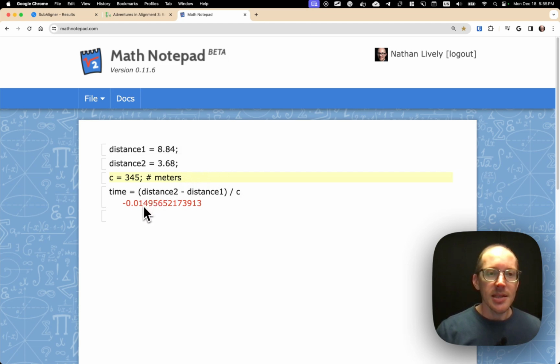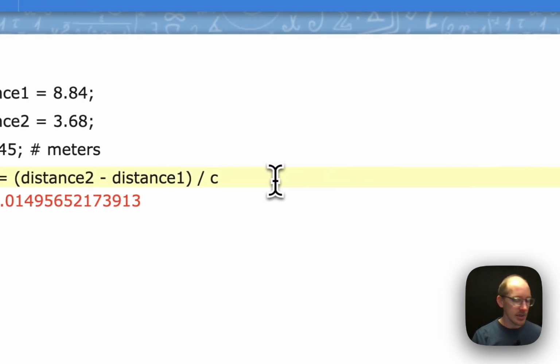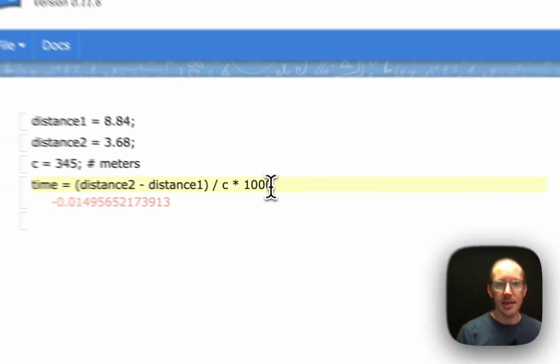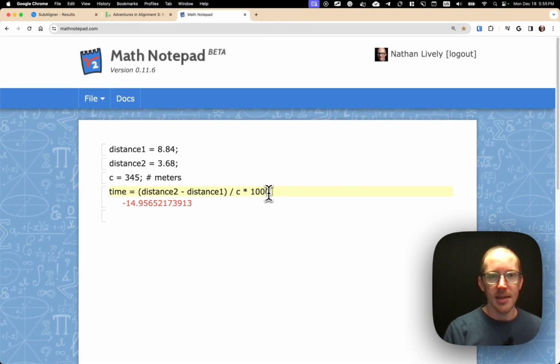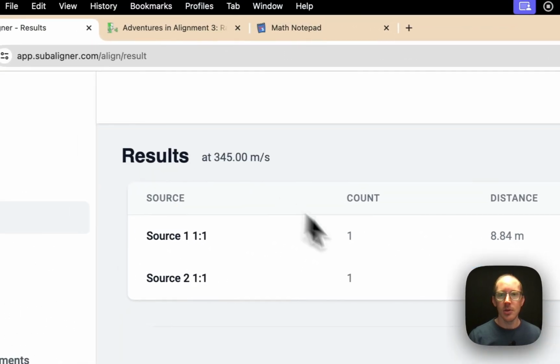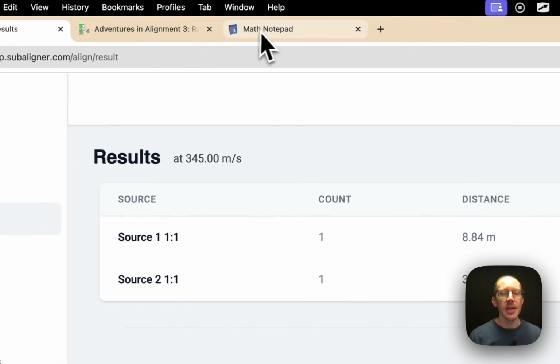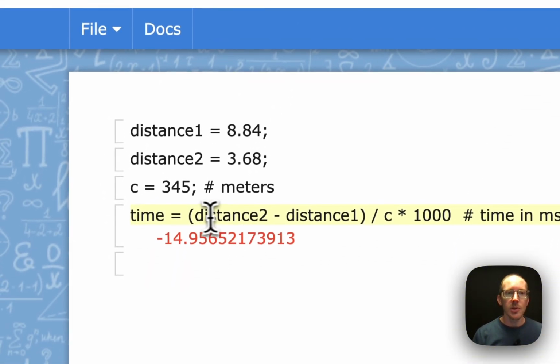And then we get this number, but that doesn't look right. So this must be in seconds. We want time in milliseconds, or that looks kind of ugly. Here, I'll just multiply by 1,000. And then maybe over here I can write time in milliseconds. Yeah, cool. So 14.95, and over here we get 14.93, very close, right? So you can do this kind of thing.